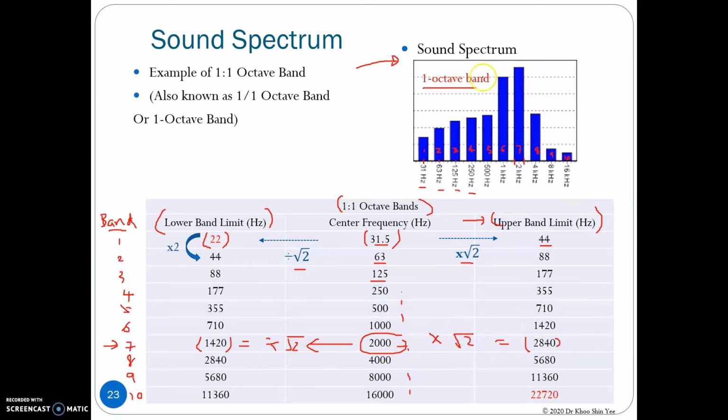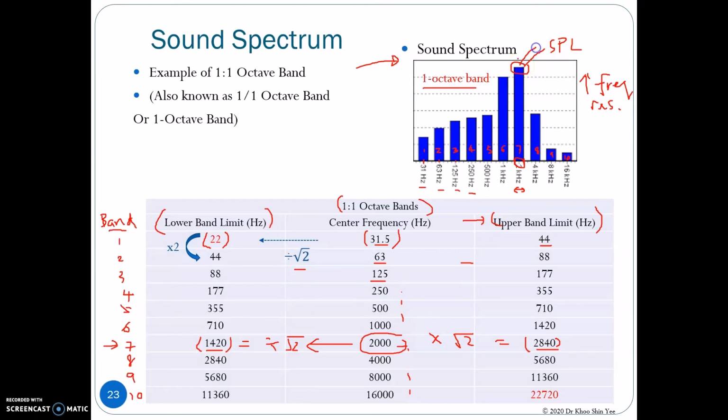From the 1 octave band sound spectrum here, you see the band 7 possesses the highest sound pressure level. So in this case, we can say that the noise happened at this frequency range, which is from 1.4 kHz up to 2.8 kHz. We see that the range here is very high, and the frequency resolution is not that good.